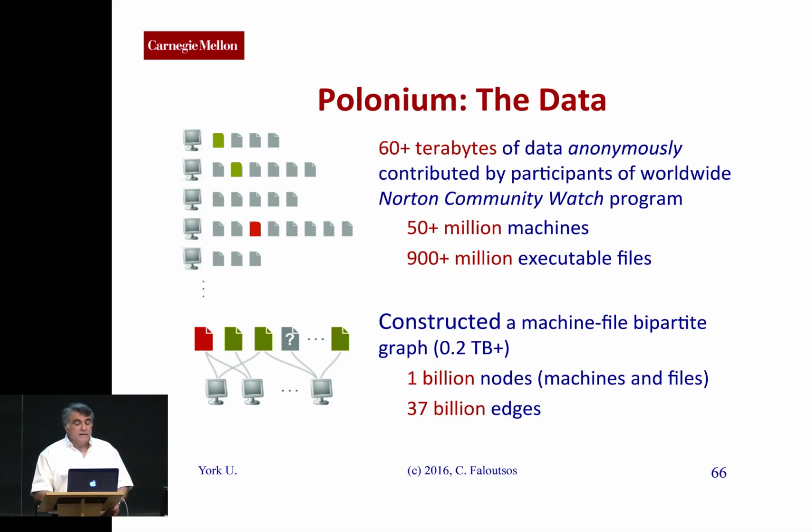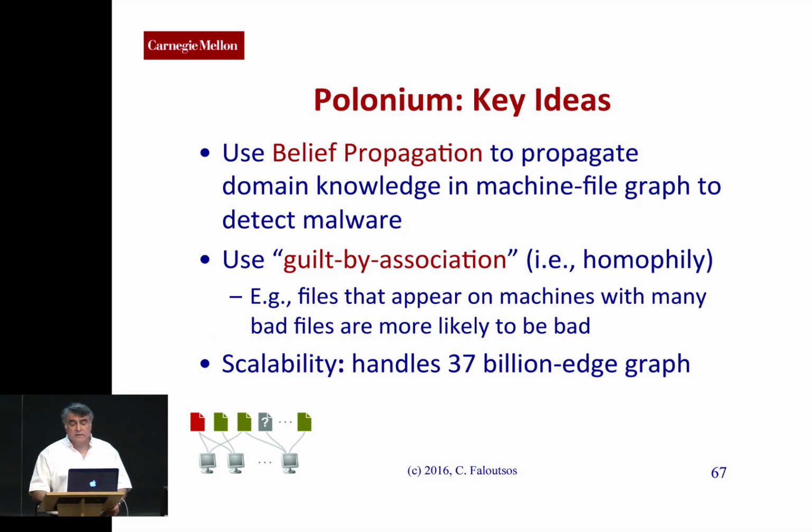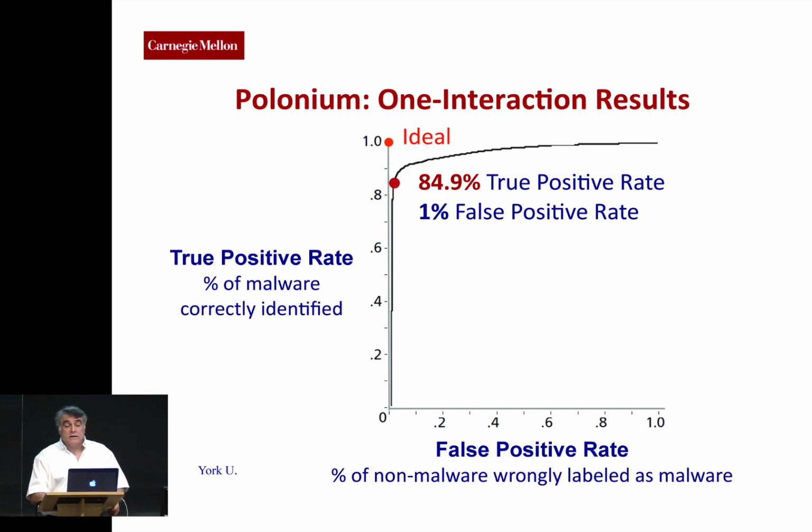So the idea again is that files send messages to machines, machines send messages back to files, and eventually we can fill up the gray scores. Running this algorithm is, again, guilt by association. If several of your files are infected, your machine is dangerous, or the other way around. So running this on a large-scale graph, 37 billion edges, it turned out that it gave better scores.